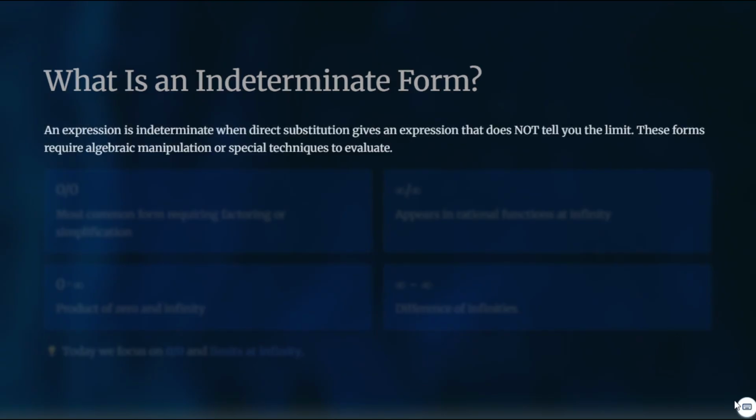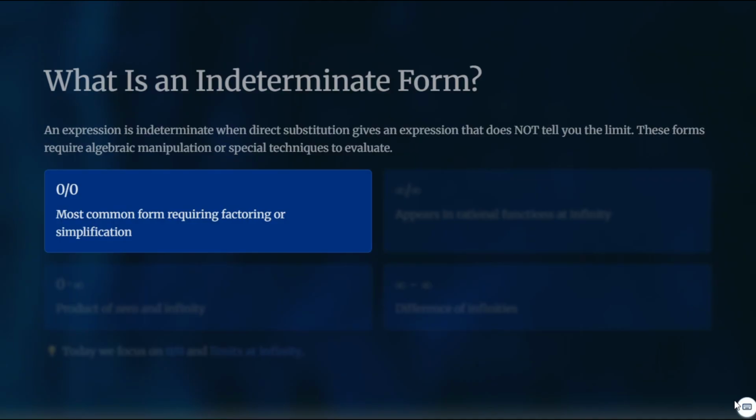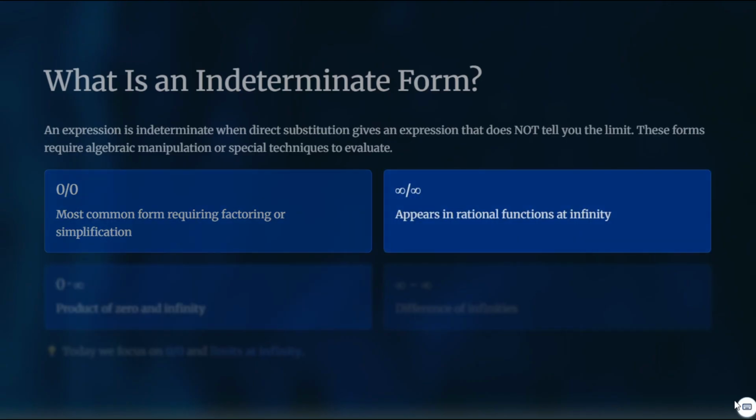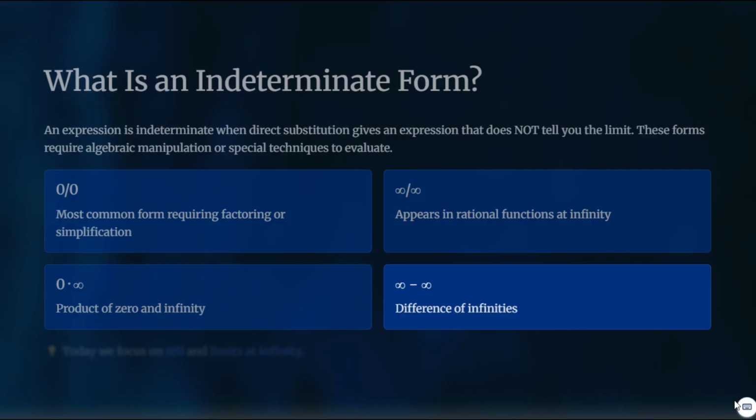An expression is indeterminate when direct substitution gives an expression that does not tell you the limit. These forms require algebraic manipulation or special techniques to evaluate. For instance, 0 over 0 is the most common form requiring factoring or simplification, or infinity over infinity, 0 times infinity, infinity minus infinity are all examples of indeterminate form. Today, we'll focus on 0 over 0 and limits at infinity.